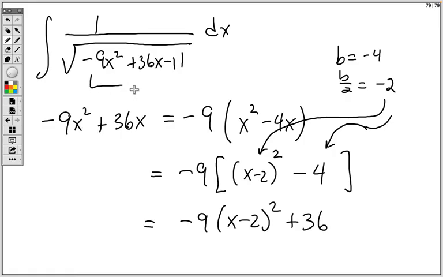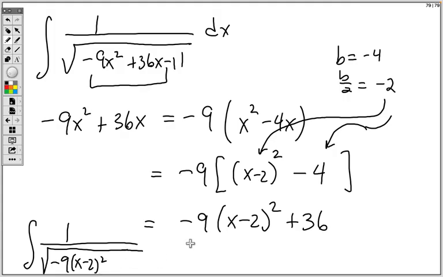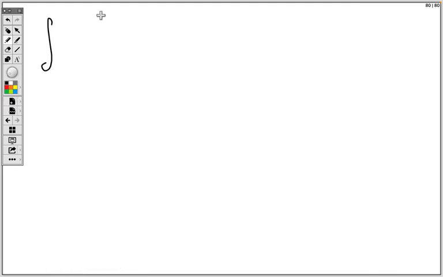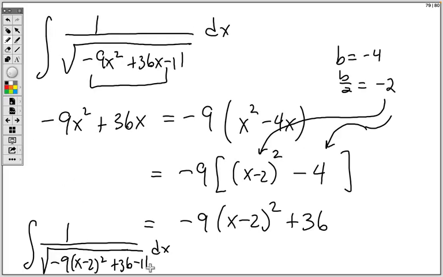And now I'll substitute that back into here. So now the integral I have to contend with is going to be a negative 9 quantity x minus 2 squared plus 36 minus 11 dx. And what you can see here, this is going to be nice. This is going to work out to be 25. So that's going to be 25 minus 9 x minus 2 squared dx.